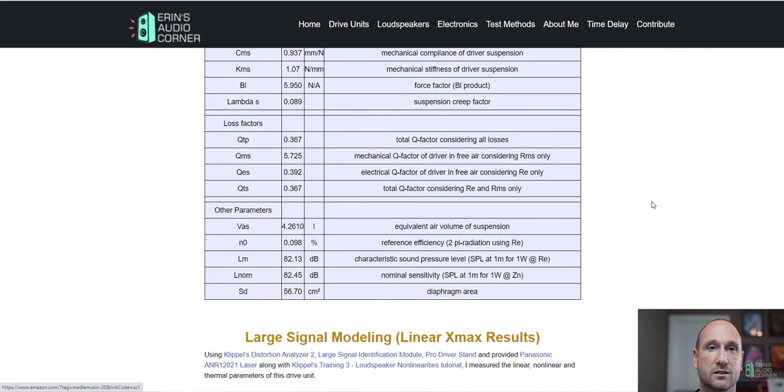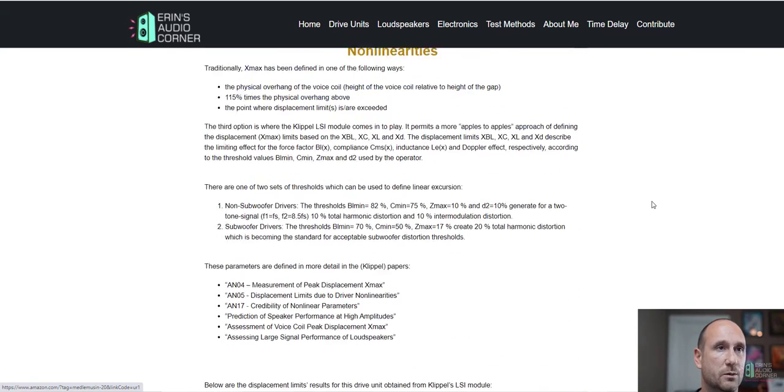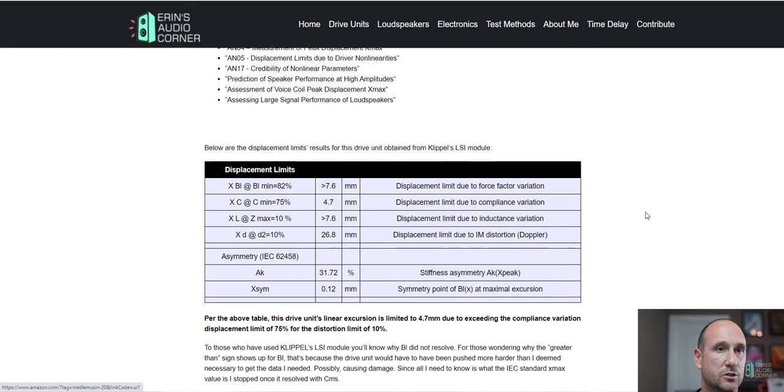One thing that is important to note is that the temperature has a pretty significant effect on the VAS parameter and BL. So sometimes you'll get a very different result, and that could be why. But I'm not going to spend any time here because what we know is pretty much what Purifi already lists. The main things I want to focus on are the linear excursion for bass use. So per the Klippel standard, or per the IEC standard measured with my Klippel, I am limited to about 4.7 millimeters one way in excursion, which actually for a 4-inch Midwoofer is really quite good.